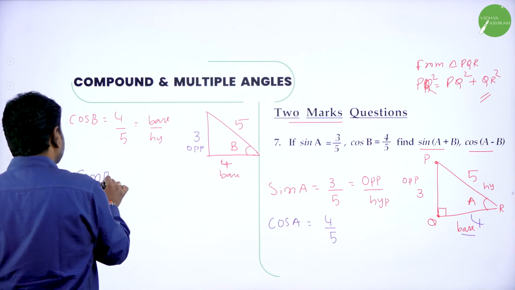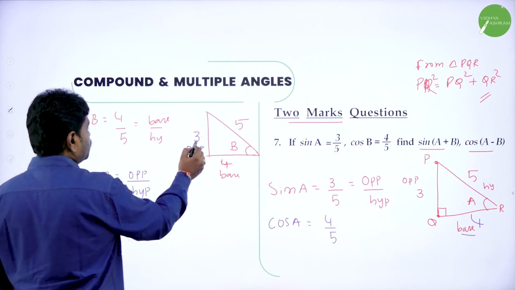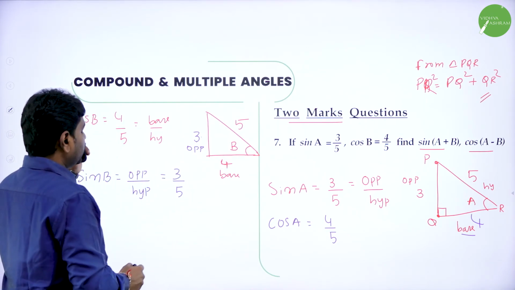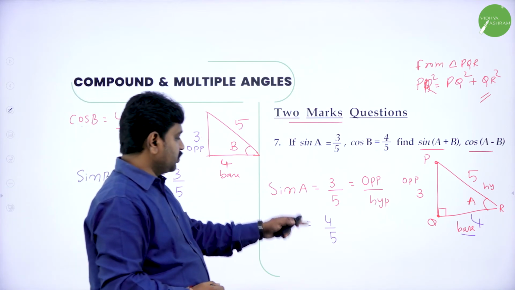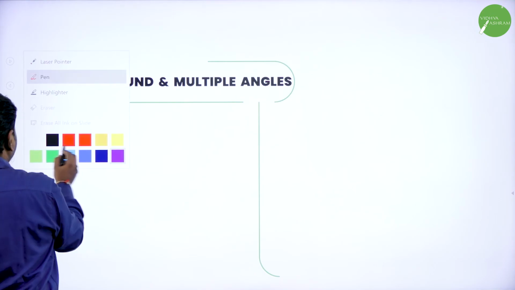What is sin B? You know sin means what? Opposite side divided by hypotenuse. What is opposite here? 3. Hypotenuse 5. So 3 by 5. Now they gave cos B, you got sin B. They gave sin A, you got cos A. So now they want sin of A plus B.